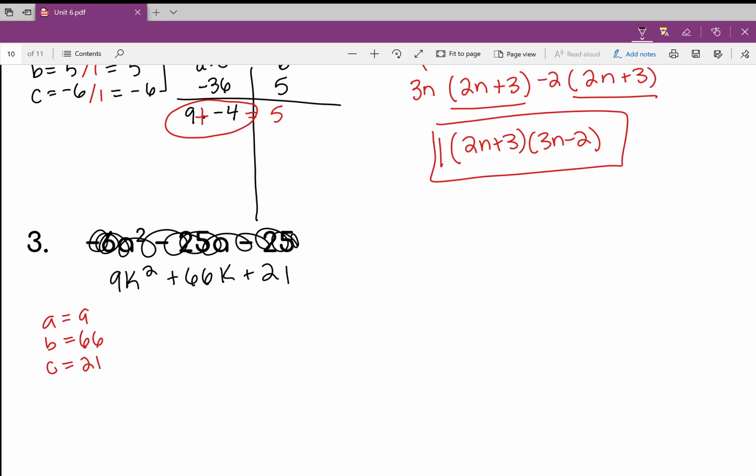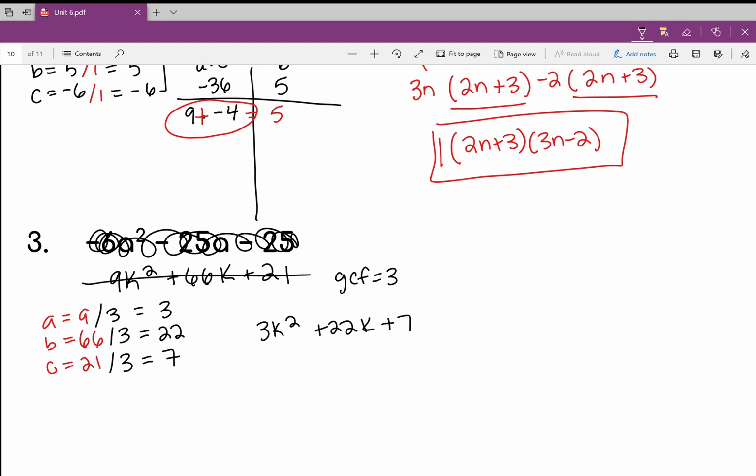So in order to find a GCF, or a number that can divide into each of them, what number can divide into 9, 66, and 21? Well, that number is going to be 3. So I'm going to divide each one by 3. So that means our GCF is equal to 3. So I have 9 divided by 3, which is 3, 66 divided by 3, which is 22, and 21 divided by 3, which is 7. So since I had a GCF that wasn't 1, I now have to rewrite my problem. So I have 3k squared plus 22k plus 7. So no longer am I dealing with this original equation. I'm now dealing with this one right here.